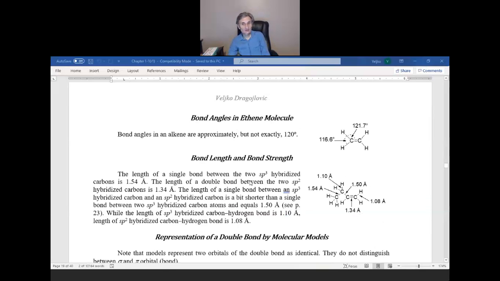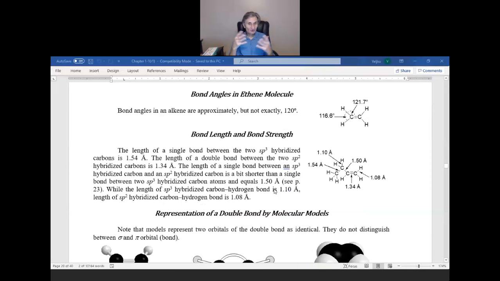Now, when it comes to bond length, it is inversely related to bond strength, which means the stronger the bond is, the shorter it is. That makes sense because the nuclei are closer together. That means strong bond. Long bond is weak bond. So carbon-carbon double bond, because it has 2 electron pairs connecting 2 carbons, is stronger and shorter than single bond. So you need to now memorize length of carbon-carbon double bond. It's 1.34 angstroms. Single bond is 154.